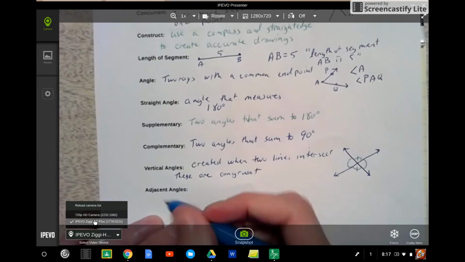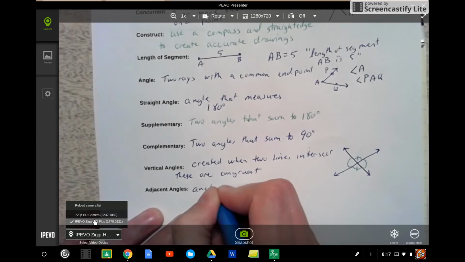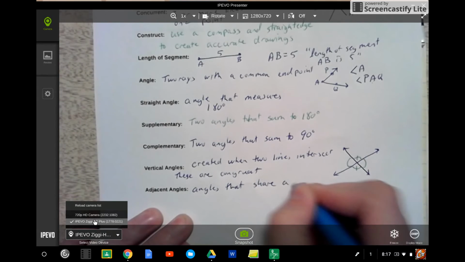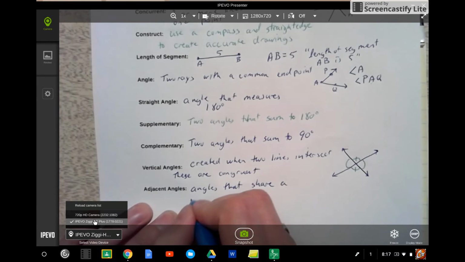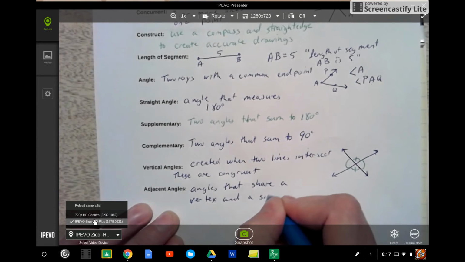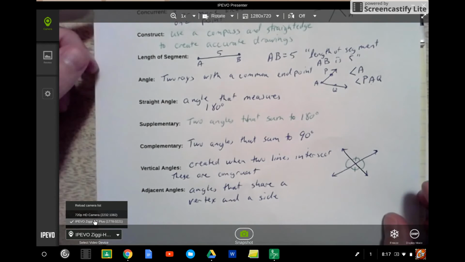Adjacent angles: angles that share a vertex and a side. That's what makes adjacent angles.